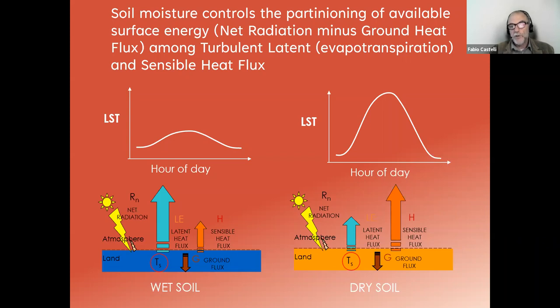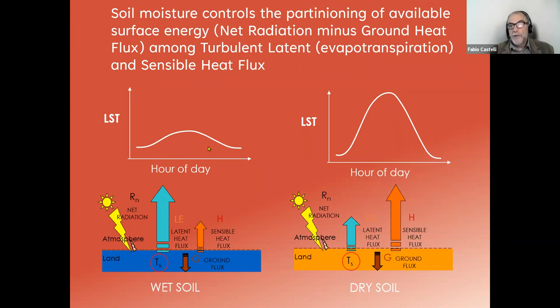If the soil moisture is high, you will have a lot of dissipation in terms of latent heat flux and little dissipation in terms of sensible heat flux. If the soil is dry, you cannot dissipate through latent heat flux. The sensible heat flux needs to increase to maintain energy balance, and to increase the sensible heat flux, the ground surface needs to heat up.